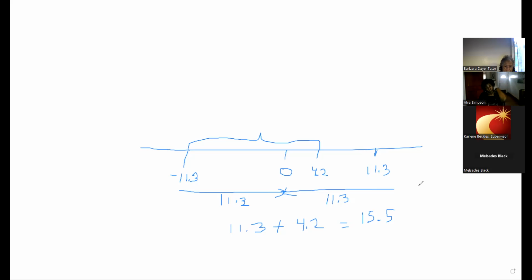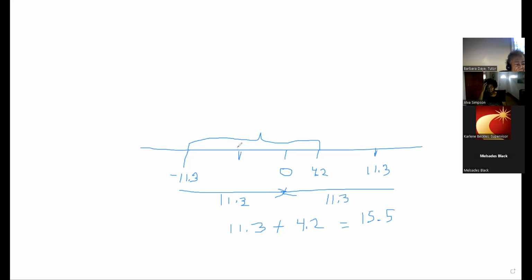Questions? That's just the way it looks on the number line. We didn't have to have a number line to do that problem, but I wanted to show you how you can picture the number line. Negative to 0, 0 to positive.